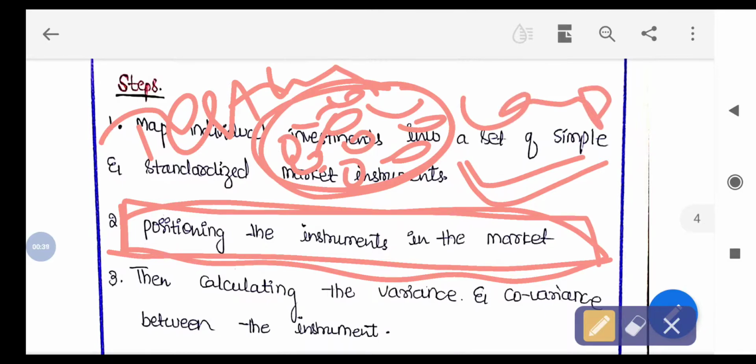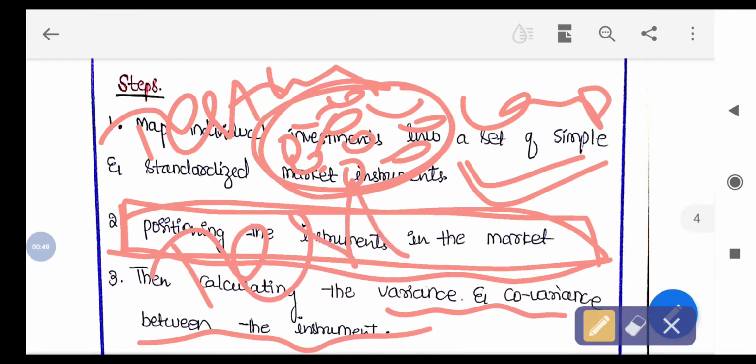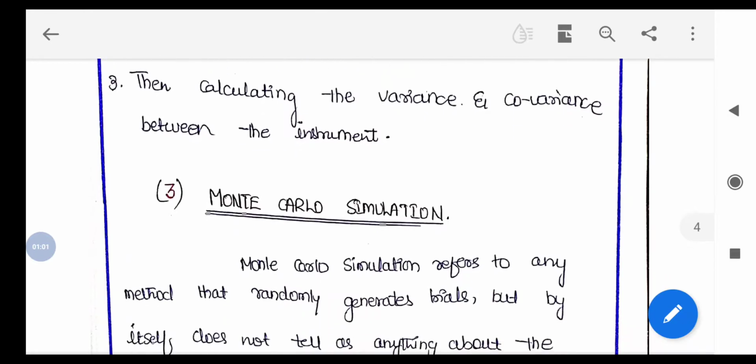Then we calculate the variance and the covariance. After this, we are calculating the variance and the covariance. Here it means testing on a small geographical area or testing on a small number of investors. First of all, we will test, and then with the result of that, we will calculate the variance and the covariance. So this is the variance and covariance method.